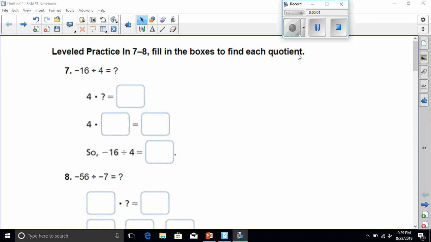All right, good evening, everybody. Today we're going to be doing dividing integers. I will start with the odd. You guys have the even.